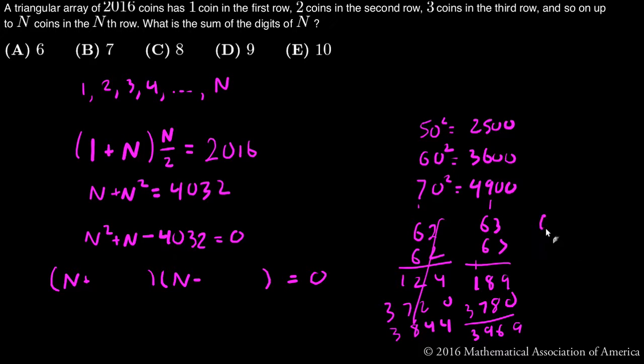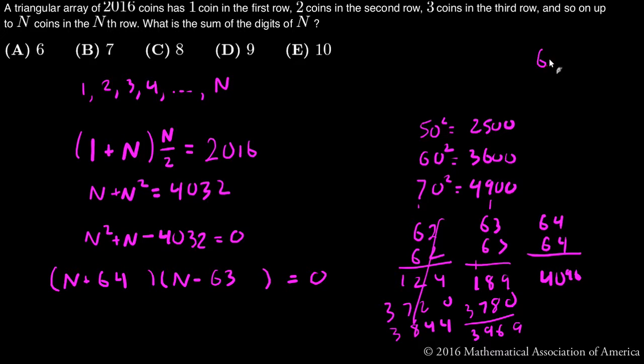And when I do 64 times 64, I already know this from other work. 64 is 2 to the 6th. 2 to the 12th is 4,096. It's too big, and so I'm going to have n plus 64 and n minus 63.